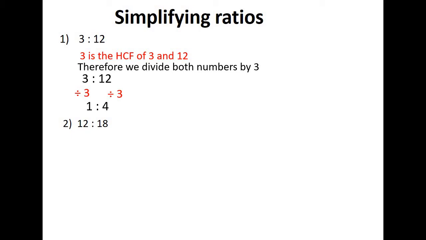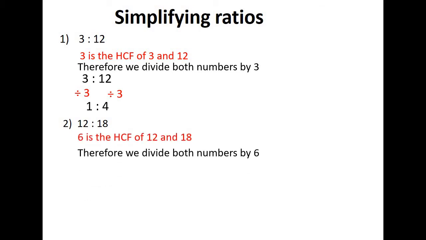Okay, and the next one, we're looking for the largest number that goes into 12 and 18. So the highest common factor is 6. We divide by 6 on both sides, which will give us 2 to 3. If you didn't know that the highest common factor was 6 and you divided 12 and 18 by 2 to begin with, that would give you 6 to 9. And then you might recognise that 3 goes into both 6 and 9. So divide by 3 and you would still end up with the same answer.